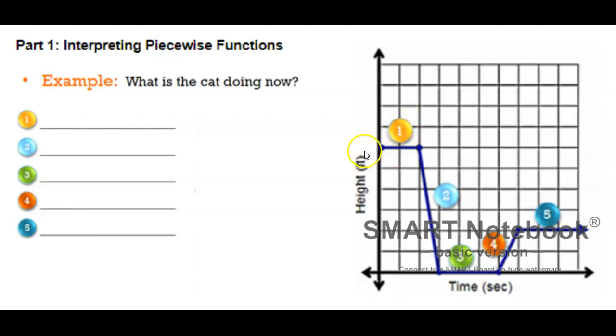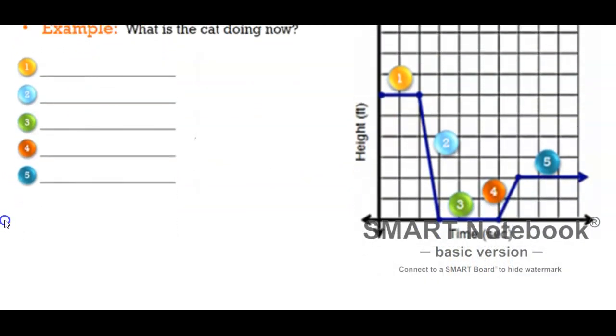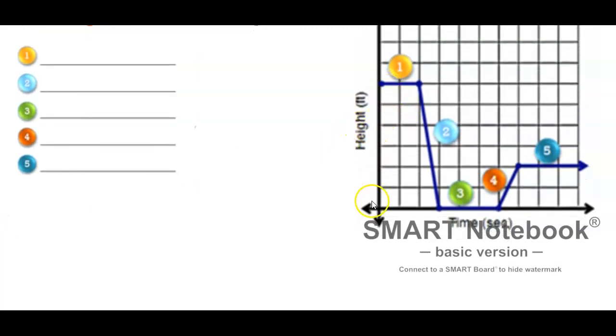For this example, what's the cat doing? Based off of this graph, at number 1, we notice that the height is 1, 2, 3, 4, 5, 6. So that is 6 feet. The cat is at 6 feet at this point and remains constant for the time in seconds, so 1, 2 seconds. The cat is just perched somewhere, maybe sitting on top of a dresser. So number 1, we'll say sitting on top of a dresser.